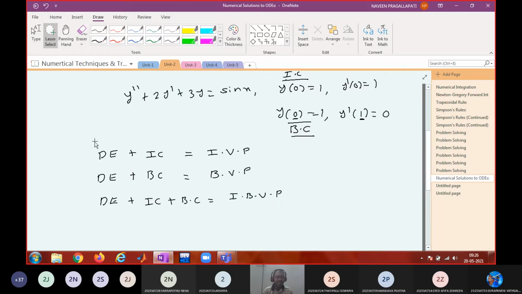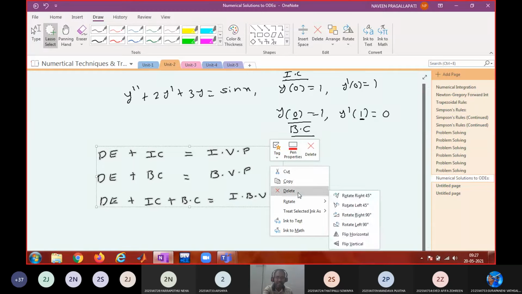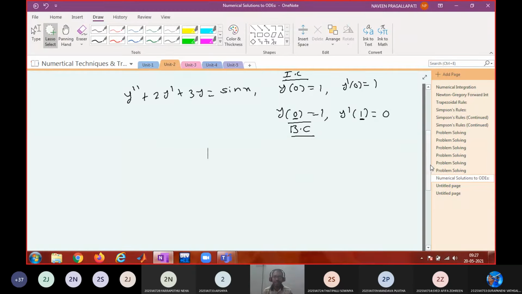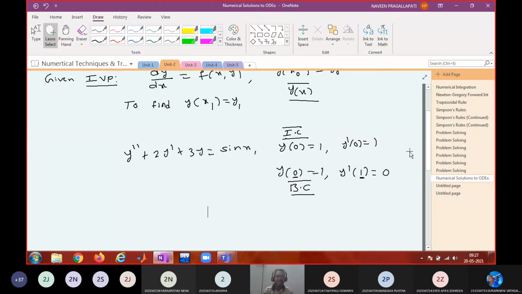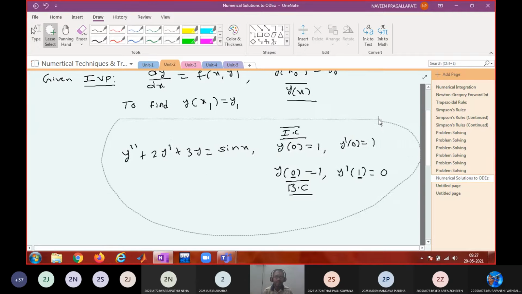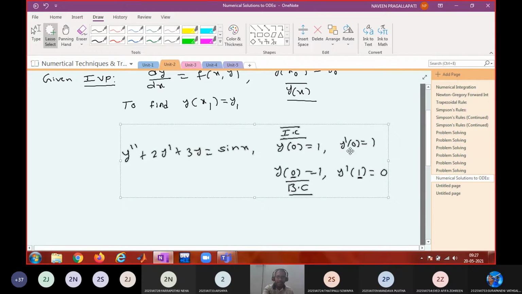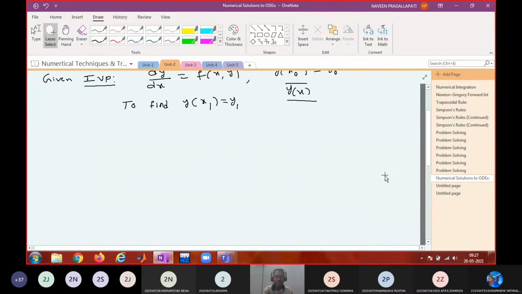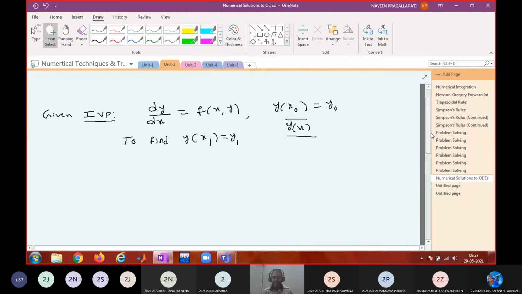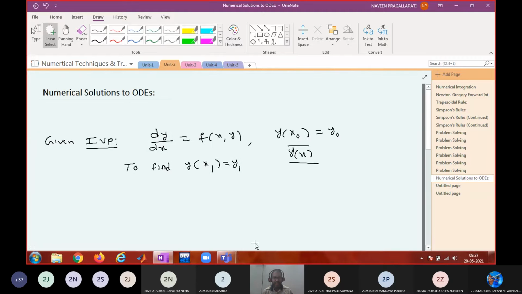So just make a note of these things. Initial value problem, boundary value problem, initial boundary value problem. They are nothing but differential equations together with some conditions. Those conditions can be initial conditions or boundary conditions.